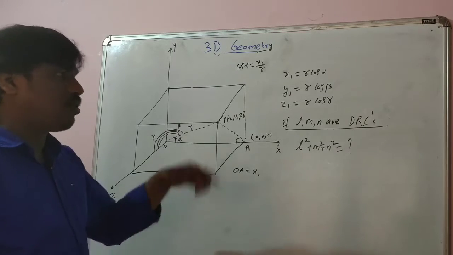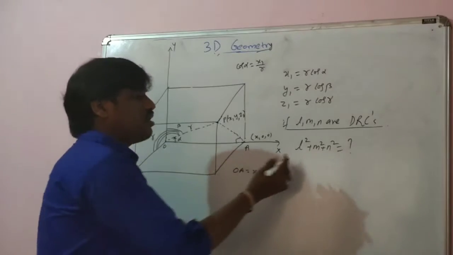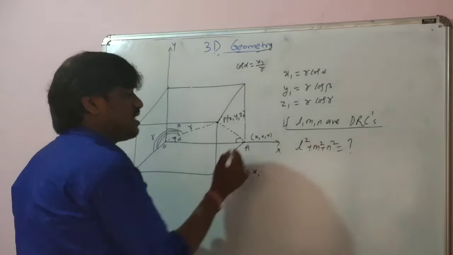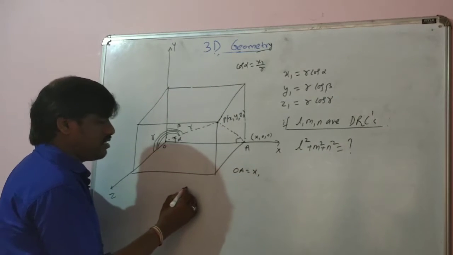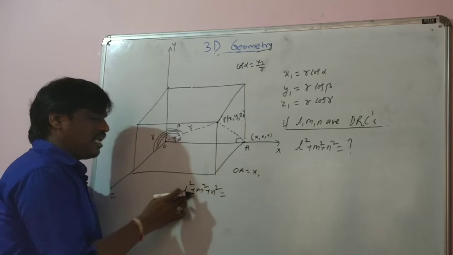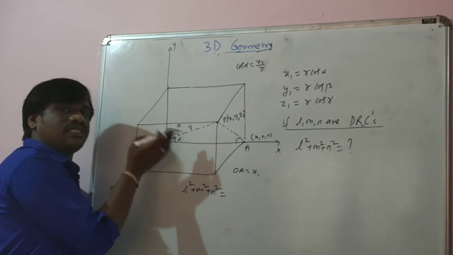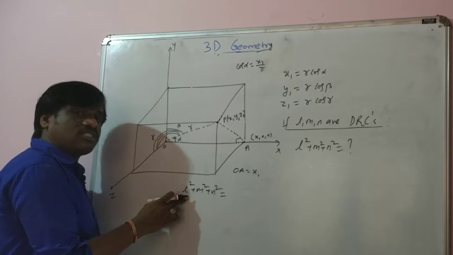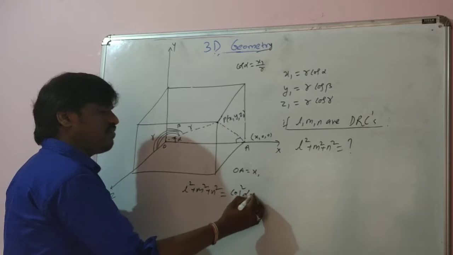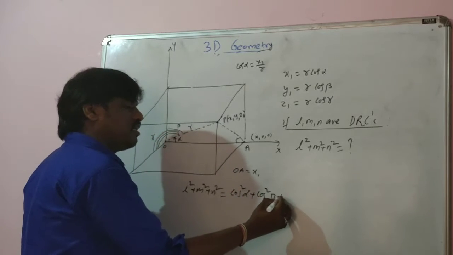So R is equal to that. Then I told you, L square plus m square plus n square is how much? I told you L, m and n are making angles with this, so they are called cos alpha, cos beta, cos gamma. So I can write it as cos square alpha plus cos square beta plus cos square gamma.